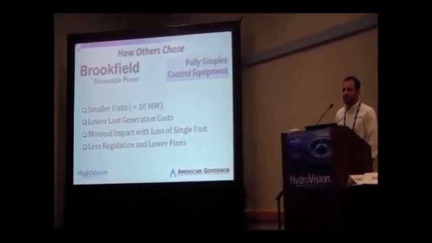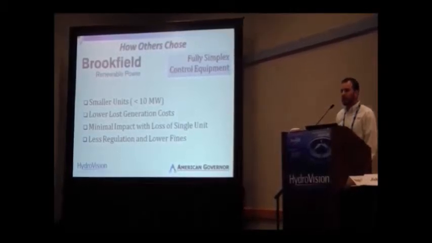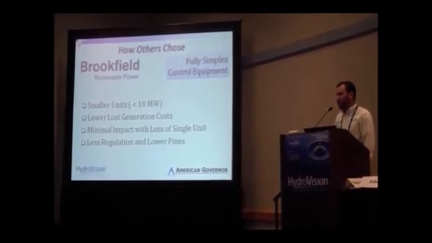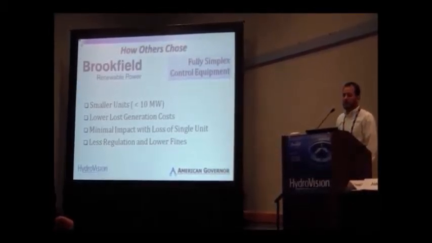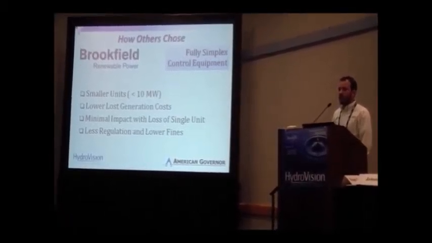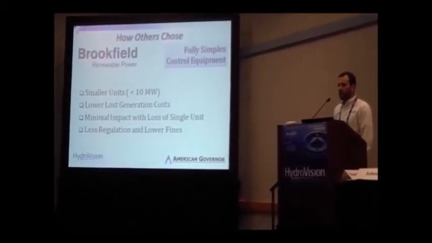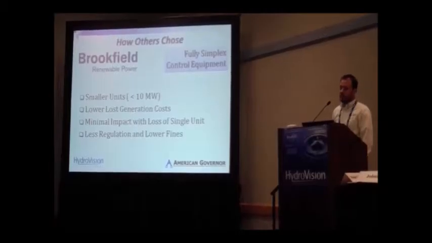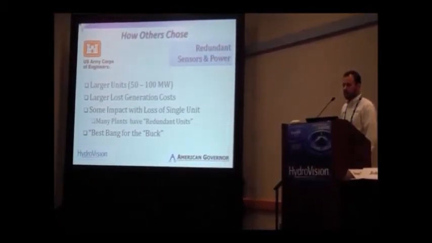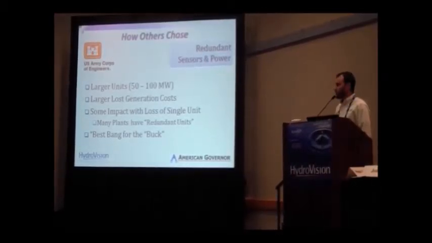At under 10 megawatts, their lost generation costs are less. If their unit goes down, they're relying on that energy, but they have 40 other units in a 20-mile radius that are also generating. So your cost for a single loss is less, and there's less impact of that loss. These units are regulated less, so there are lower fines. They're not required to pass the same quantities of water. So failure is tolerable.